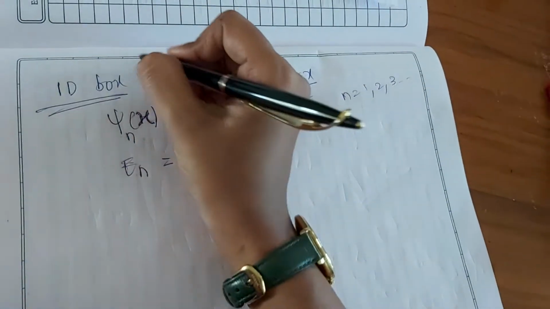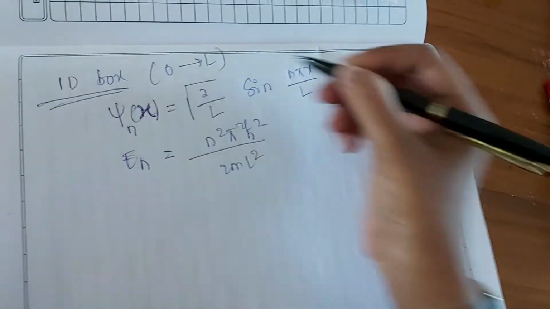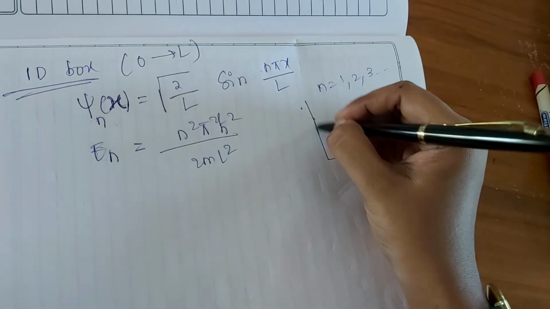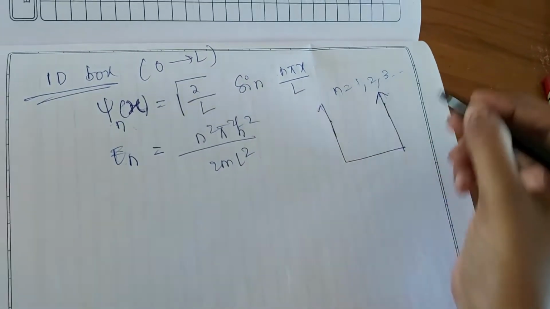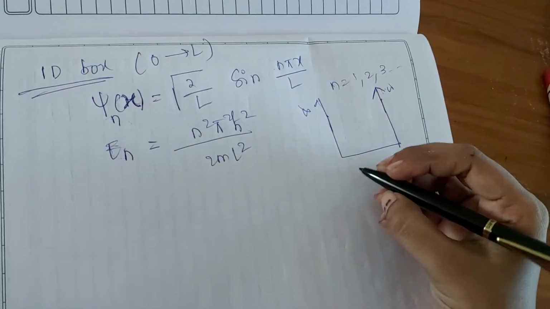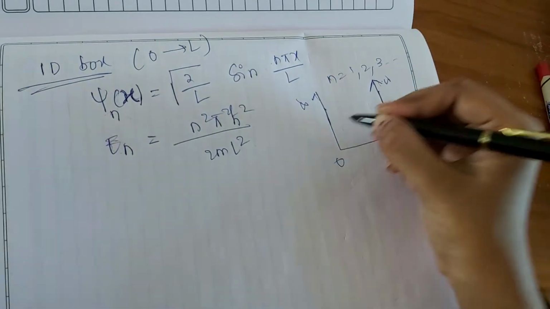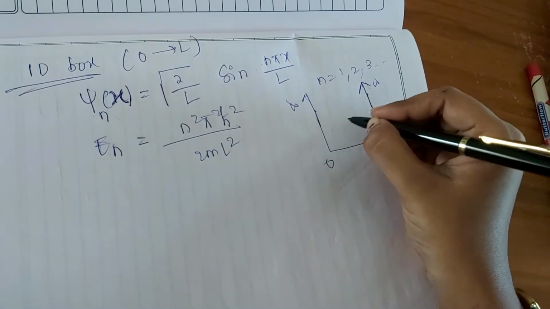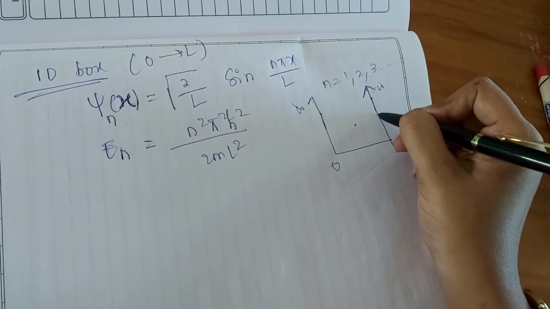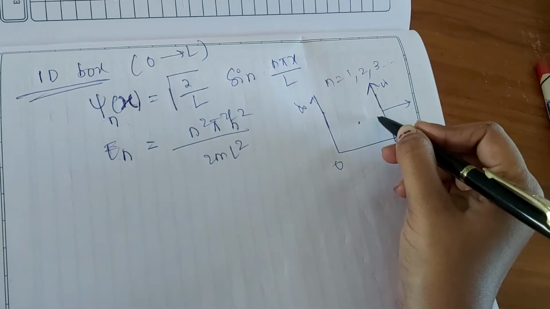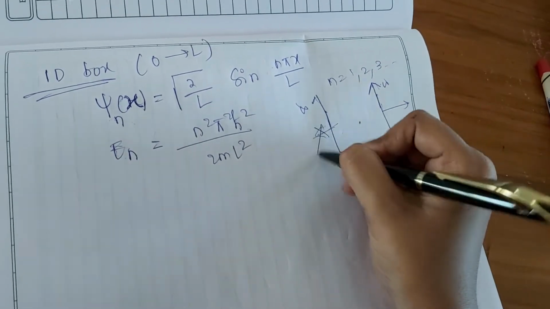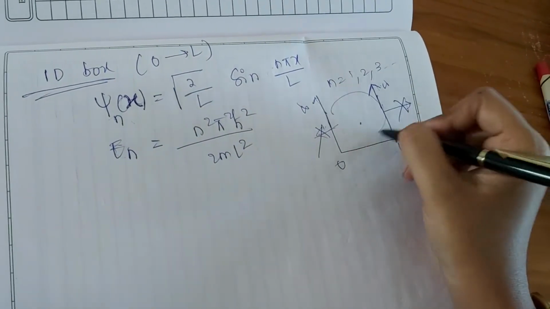So this is the 1D box which is from 0 to L, right? It has infinite walls, so the potential goes to infinity on both sides. From 0 to L, the particle is free, but it is trapped inside the box. The particle can't go beyond this wall and can't go beyond this wall also.